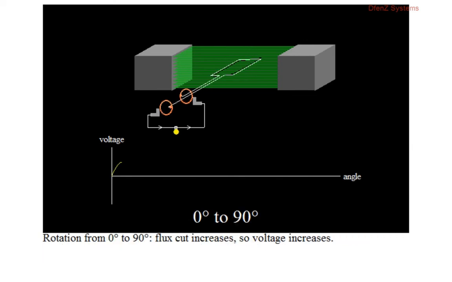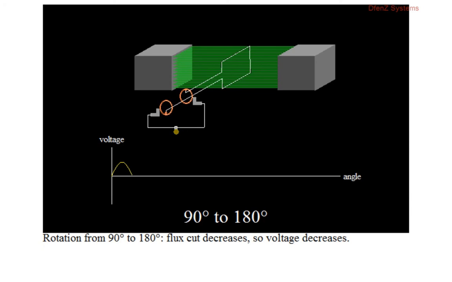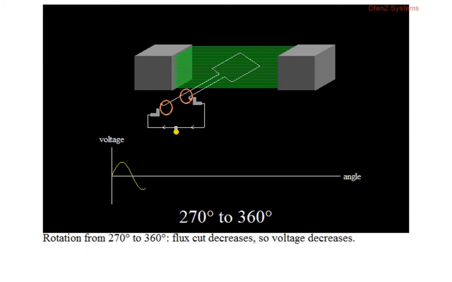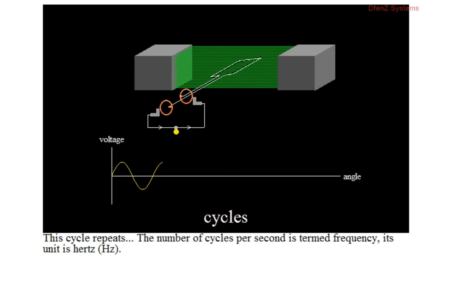From 0 to 90 degrees, flux cutting increases, so voltage increases. From 90 to 180 degrees, flux cutting decreases, so voltage also decreases. From 180 to 270 degrees, flux cutting increases again in the opposite direction, so voltage also increases in the opposite direction. From 270 to 360 degrees, flux cutting decreases, voltage also decreases. This cycle repeats at a regular frequency.